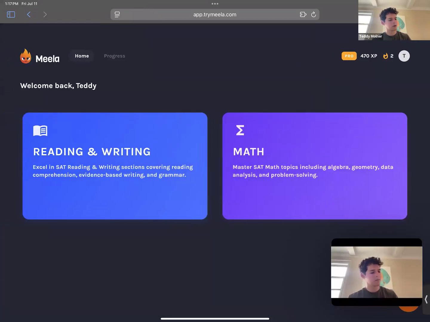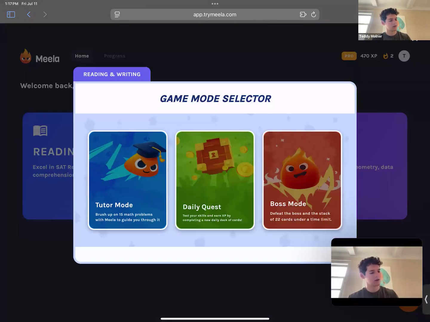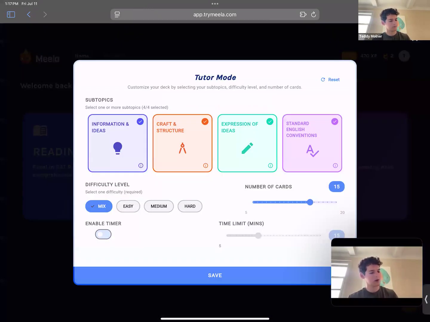But yeah, all right. So we're going to go on to another subtopic. So I'm going to go to tutor mode again. What subtopic do you guys want to go over this time? We'll do a little vote in the chat, just put information and ideas, craft and structure, expression of ideas, or standard English conventions. We can also mix them. So if there's multiple popular ones, we'll go over those. Anyone have any requests? Mix. I'm seeing mix. Mix. All right, let's do a mix.